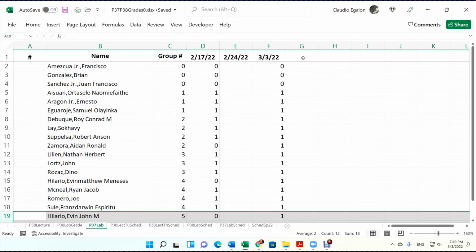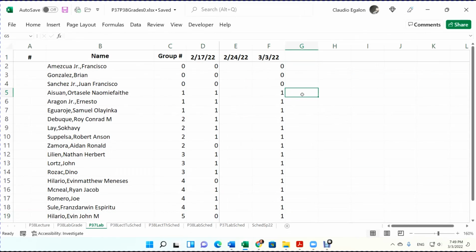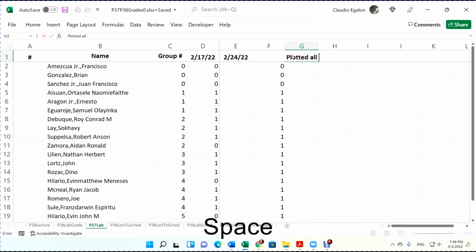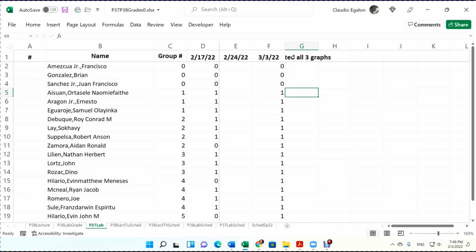Let's go through one by one. Ortacelli, did you plot all 3 graphs? Do you have all the 3 graphs plotted? Not as of yet. I'm having some trouble with my computer. Oh boy. Okay, I need you to have it plotted. You need to have a computer that works, that's reliable, and you must have Excel installed on it. That's important.